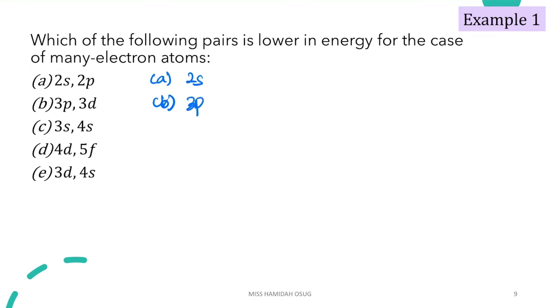Question number C, you are comparing 3s and 4s. So 3s is lower in energy. And then question D, you are comparing 4d and 5f. So 4d is lower in energy. While question number E, 3d and 4s, 4s has a lower energy compared to 3d.